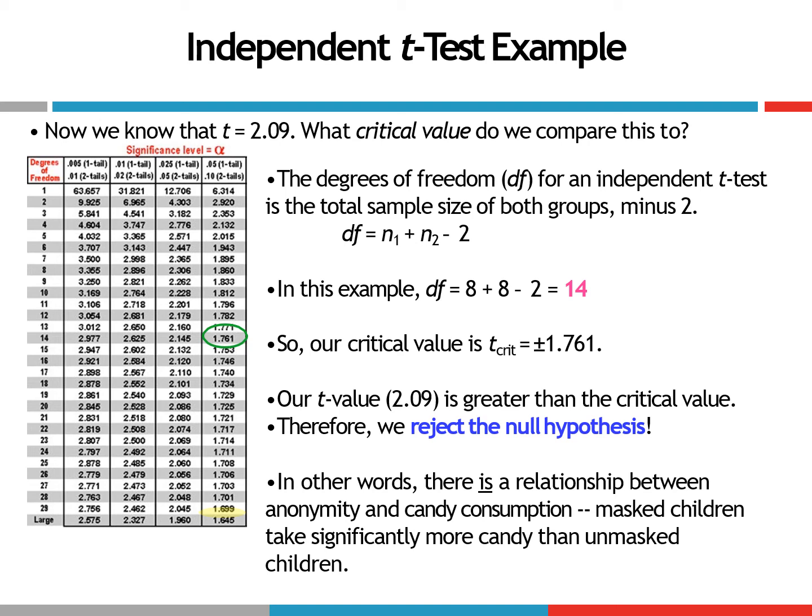Okay, so once again, our t-value is 2.09, which is bigger than 1.761. Therefore, once again, we can reject the null hypothesis and conclude that there is a relationship between anonymity and candy consumption, right? So masked children take significantly more candy than unmasked children.